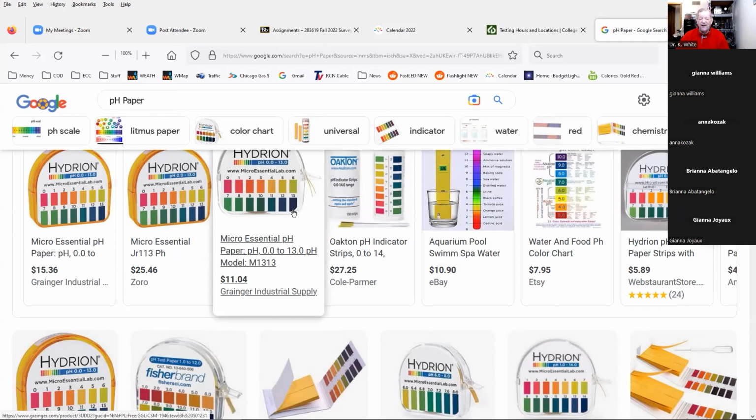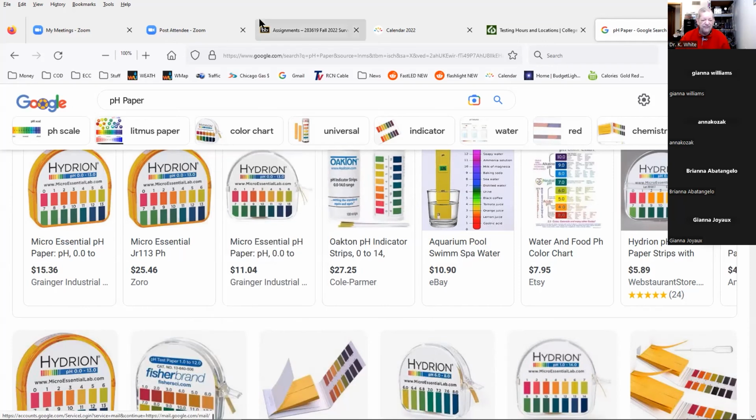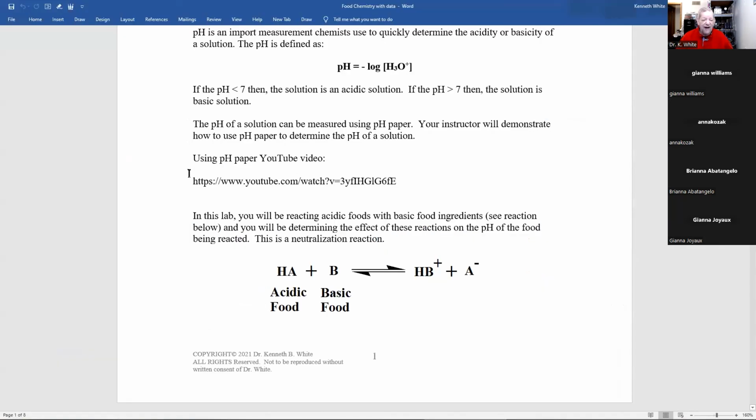But for this lab and everything we do in the lab, this is very handy. There are other ways of measuring pH, but this is the quickest and actually the cheapest. Not that the rolls are that cheap, but compared to other equipment, it is. Now, what are you going to be doing in this lab? Well, let's find out. Now, you can look at this video to see how to use pH paper. I'll let you do that on your own.